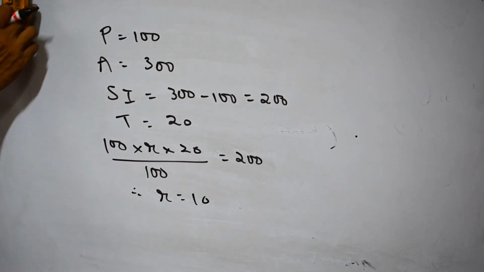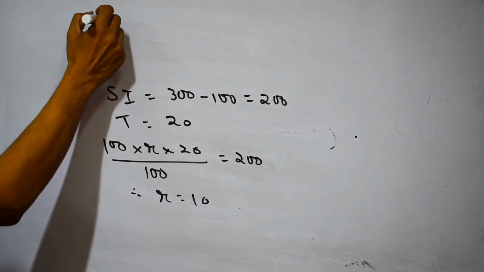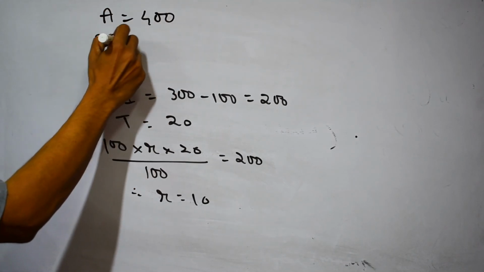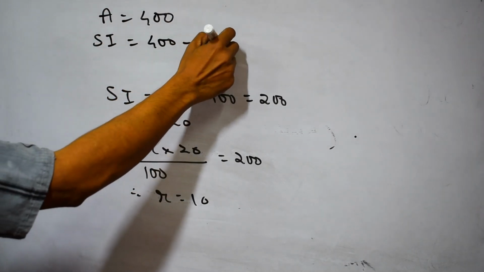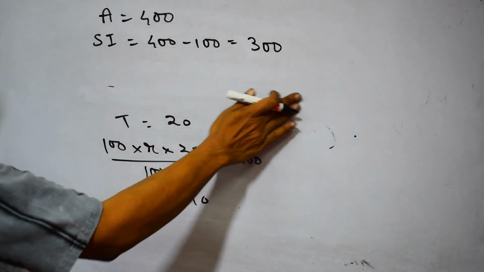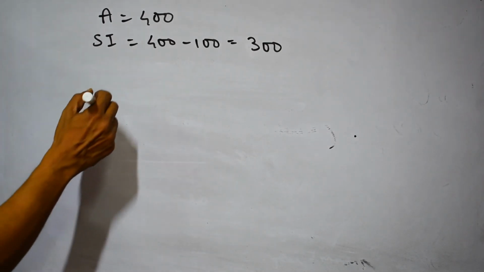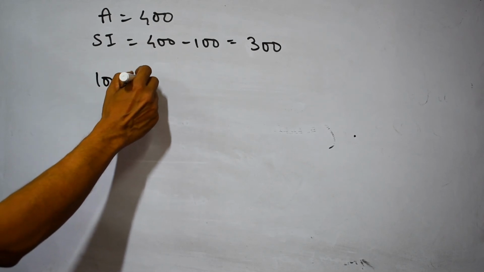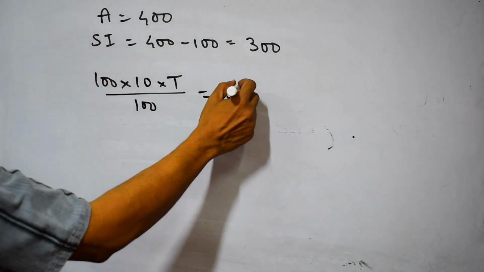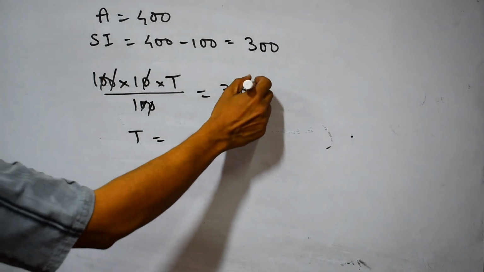Therefore the next part of the question can be answered very quickly. The final amount in the last part will be 400. So the simple interest will be 400 minus 100, because we have taken principal as 100. So it is now 300. Now we have PRT by 100. P is 100, R is 10%, time we don't know, divided by 100 is equal to 300. So time finally is 30 years.